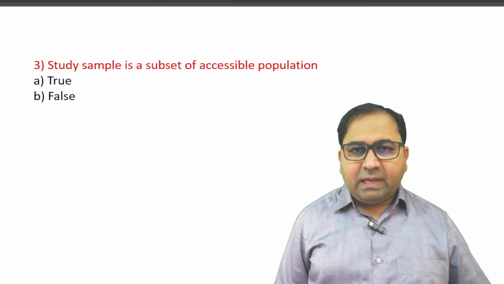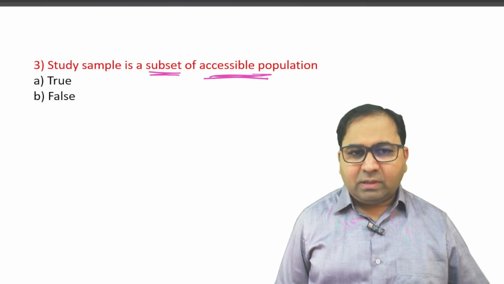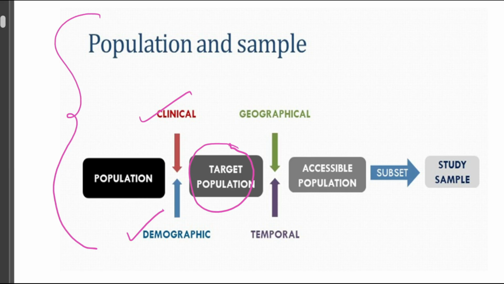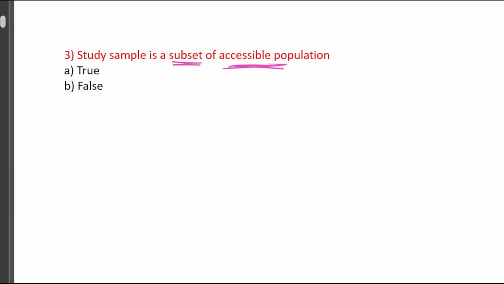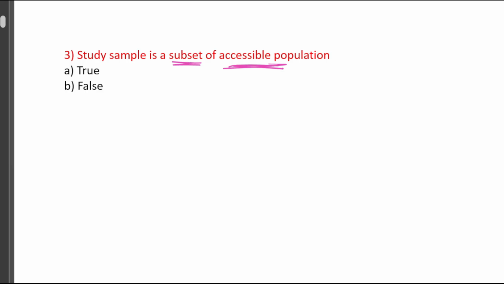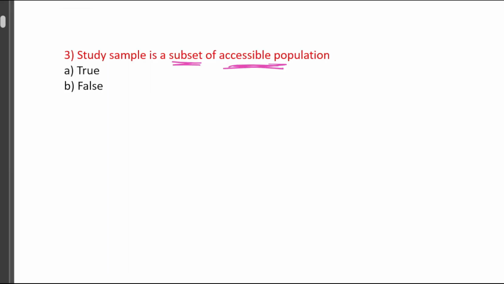Next question, study sample is a subset of accessible population. Is this a true statement or a false statement? So once again let us go to the chart what I have shown previously. See, the question was, the study sample is a subset of accessible population, and we got the answer. The study sample is a subset of accessible population. So therefore the answer is that the statement what they gave is a true statement. Please remember this answer and the question.